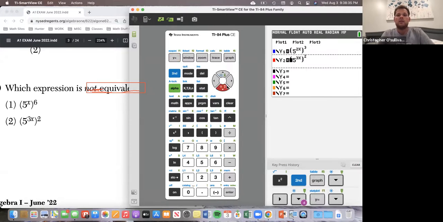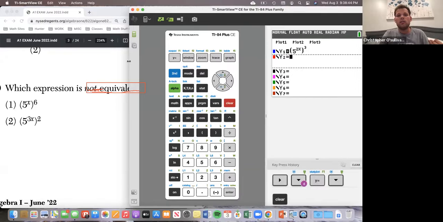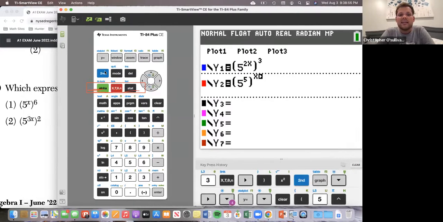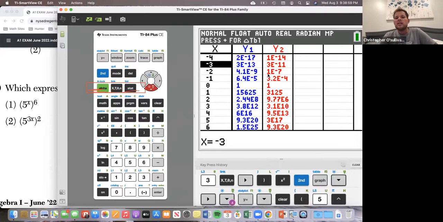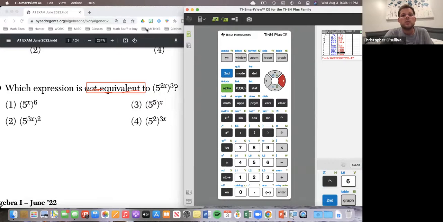So I go back to y equals. I'm never going to clear y1, I'm only going to clear y2. And now I'm going to type in 5 to the 5th, raised to the x power. Now I'm going to hit second graph. And if you notice, your table of values look a little different. For instance, at x equals 5, I get this number and this number. Since I don't have the same number, they are not equivalent. So the answer for this question is going to be choice number 3, because they are not equivalent.